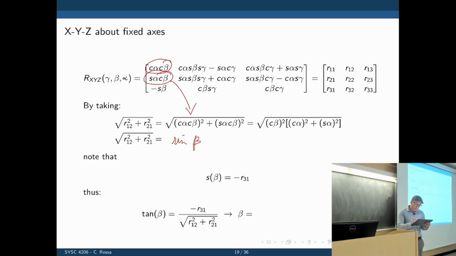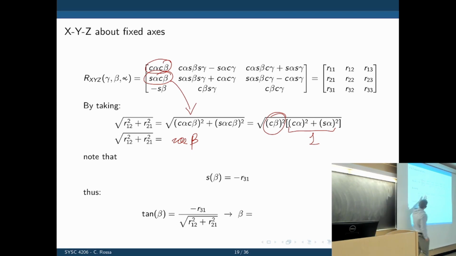I factor out this, right, from the previous equation. So the result is that cosine alpha squared plus sine of alpha squared is 1. And then you are left with cosine beta squared, square root, that is simply cosine of beta. So the addition of these two is cosine of beta.